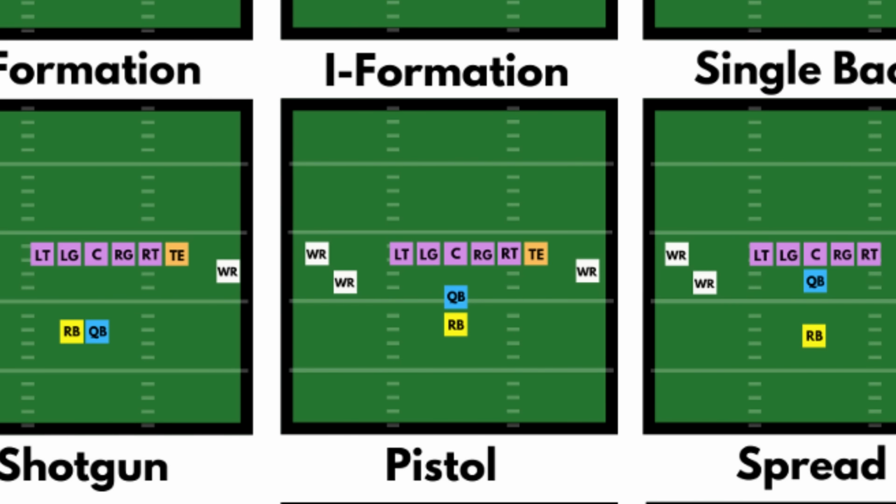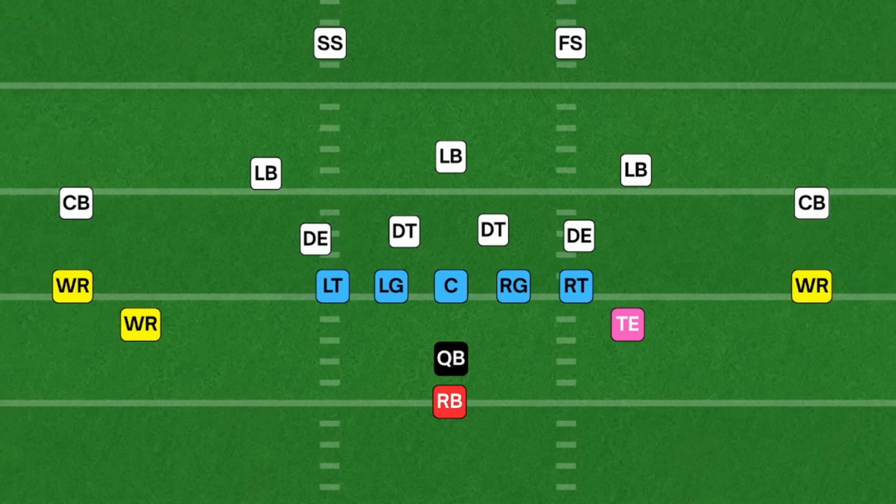Pistol. Take the shotgun formation, but move the quarterback closer to the center and put the running back directly behind him. That's the pistol formation, and it combines the best of both worlds. The quarterback lines up only 3 to 4 yards behind center, closer than shotgun, but farther than under center. The running back lines up directly behind the quarterback, not off to the side like in traditional shotgun.